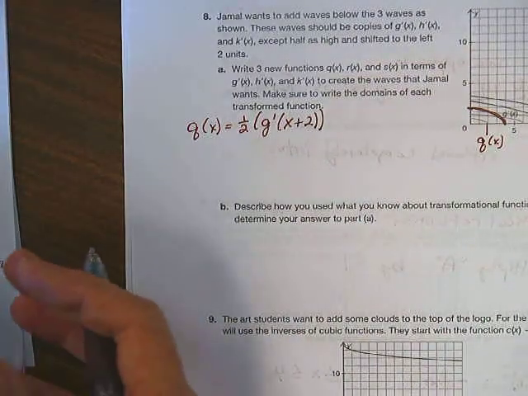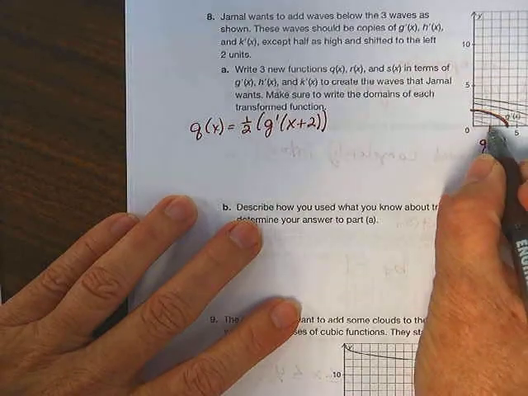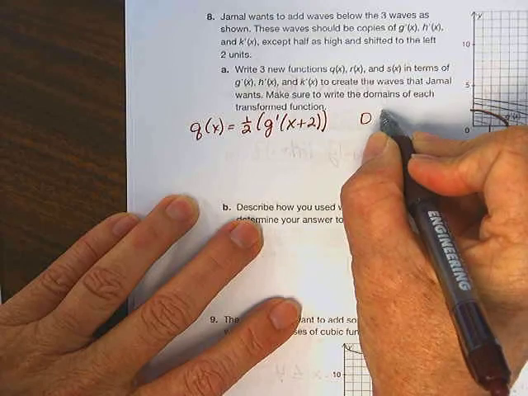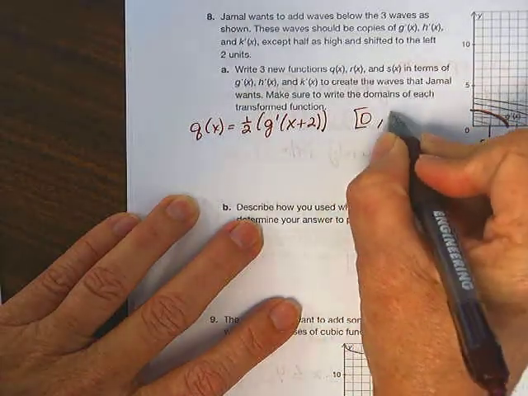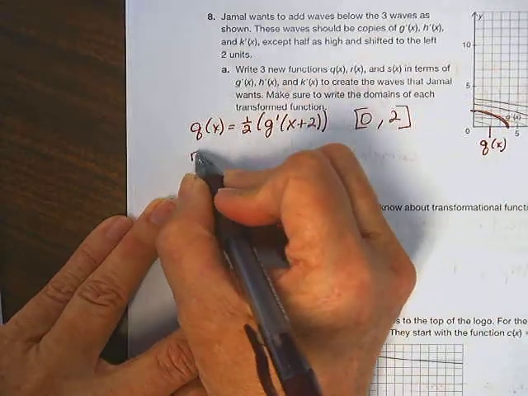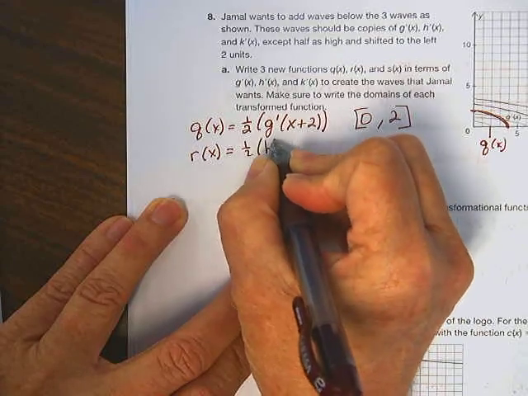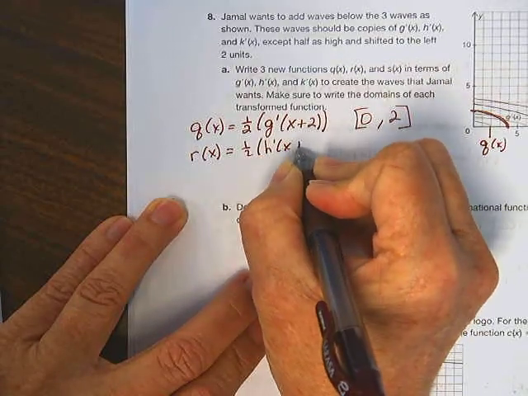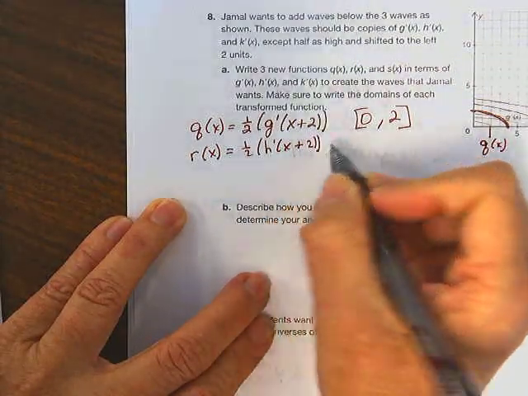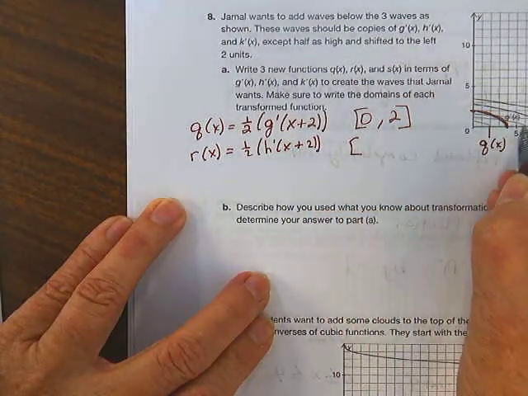Okay, so that's what that would look like. And what would happen to my domain? Well, it looks like the domain has been shrunk by 2. So it's going to be from 0 to 2. Okay, r of x. For r of x, we take 1/2 of h prime of x, and we want to also shift that by 2, so plus 2. The domain of that goes from 0 to 6.